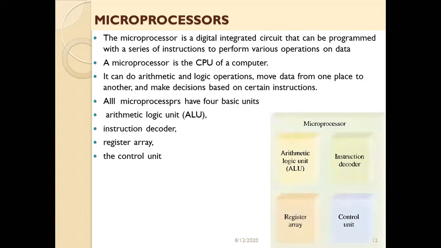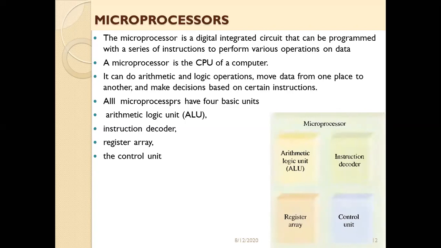of this chapter. The microprocessor is a digital integrated circuit that can be programmed with a series of instructions to perform various operations on data. A microprocessor is a central processing unit of a computer. It can do arithmetic and logic operations, move data from one place to another, and make decisions based on certain instructions. All microprocessors have four basic units.